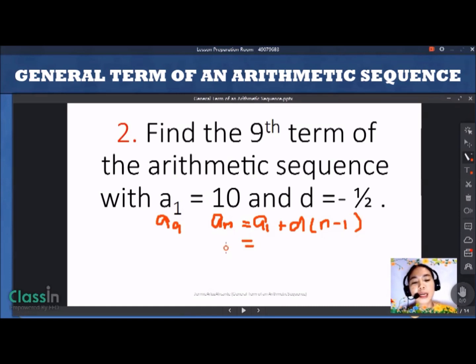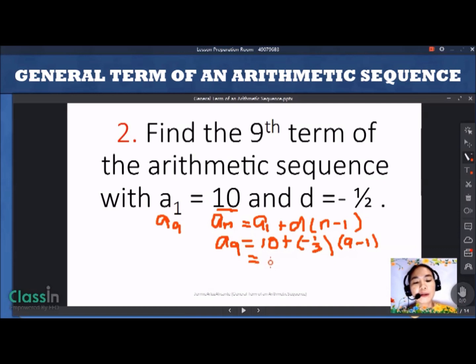Our a sub 1 is, what is our a sub 1? That is 10. It's mentioned here. Plus, common difference is negative 1/2. Since it's negative, we have to put it inside a pair of parentheses, 1/2. And since we're looking for the nth term, n is 9 minus 1. So that's how we substitute if we are going to solve for a sub 9.